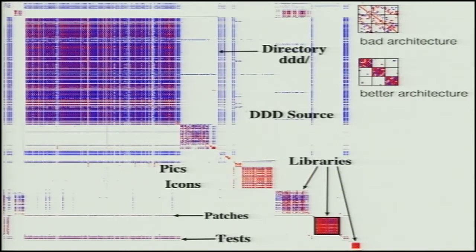We published our first results at IWPSE in 2003 at Helsinki. We were investigating whether the evolutionary coupling would match with the hierarchical module structure of a system. We argued that if blocks of red pixels would appear along the diagonal of this kind of visualization, this would indicate that the architecture of the software would be good, because it would indicate that changes are confined within the boundaries of a module.